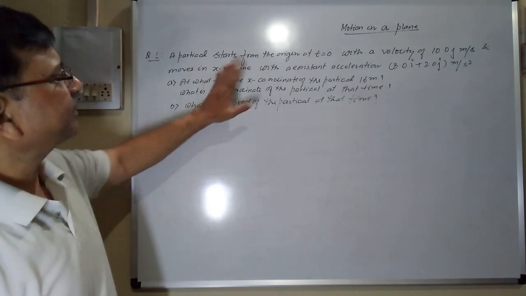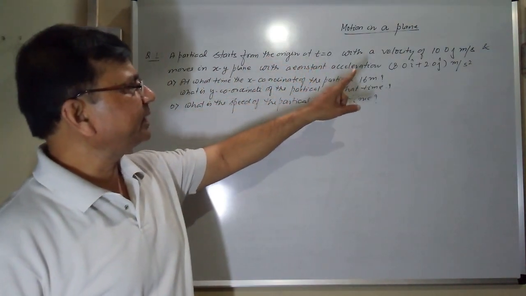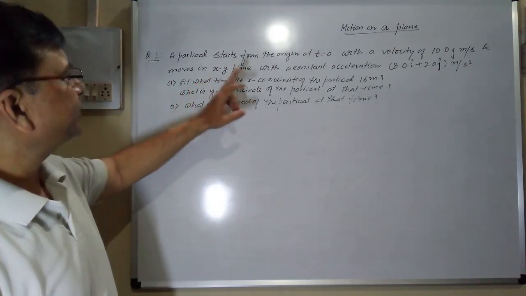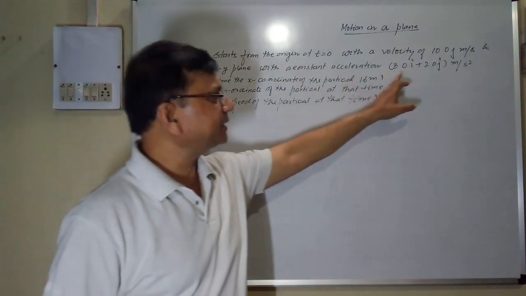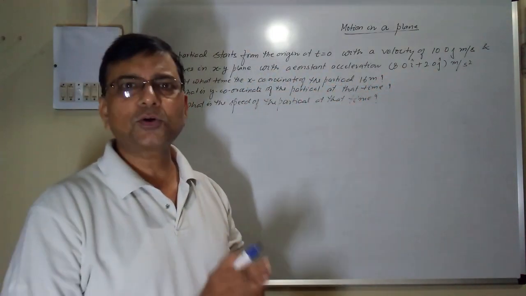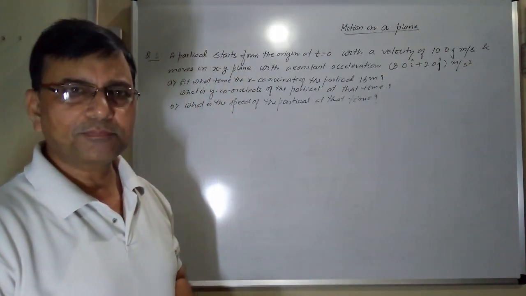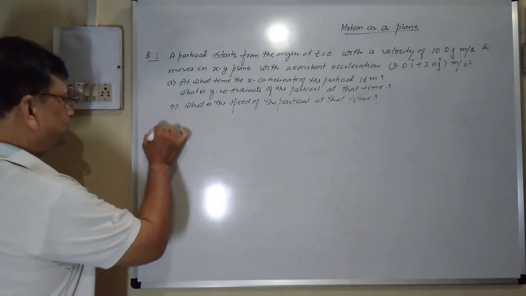A particle starts from origin at t is equal to 0 with a velocity of 10 j meters per second and moves in xy plane with constant acceleration. This acceleration is constant. It's very important. Then we can use the equations of motion. Solution.